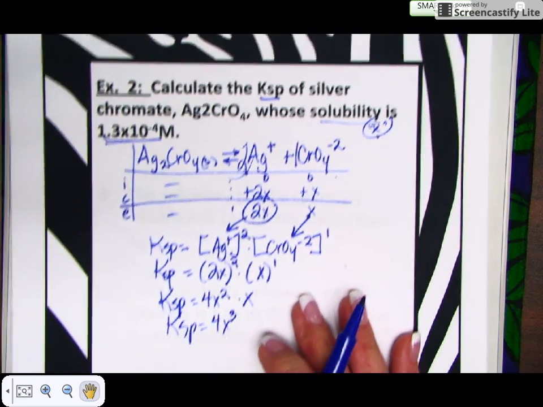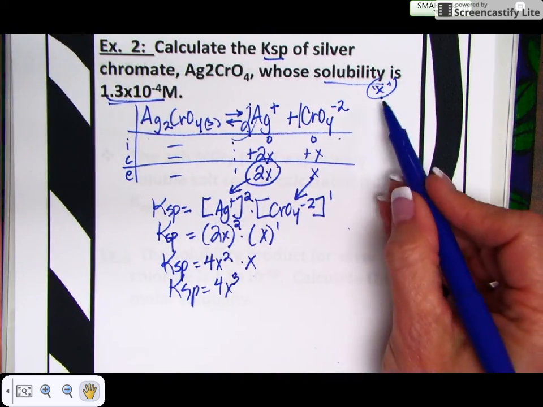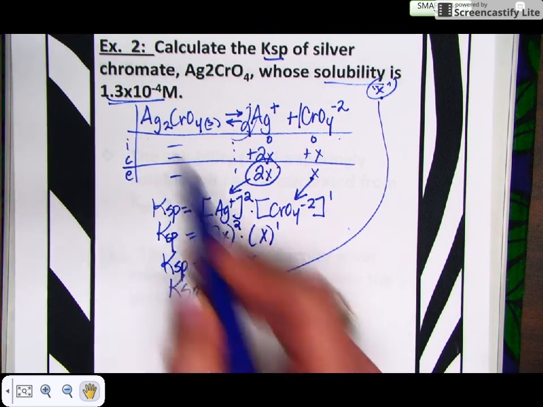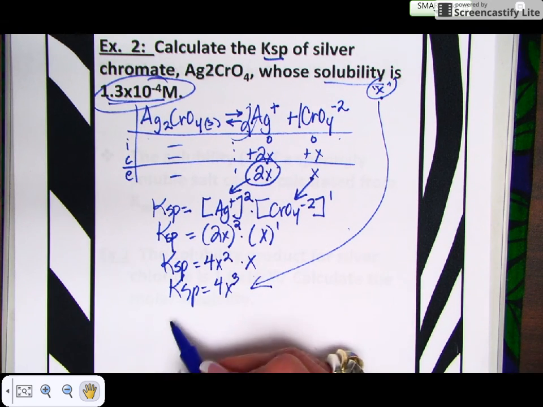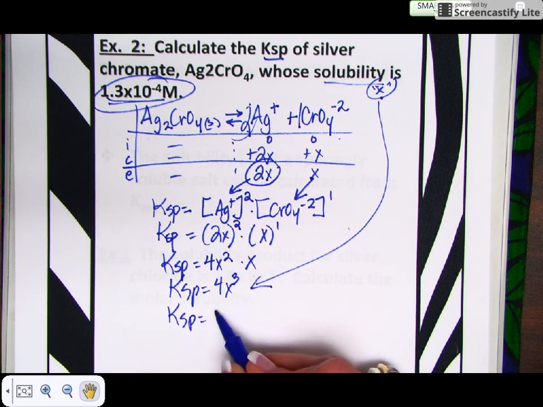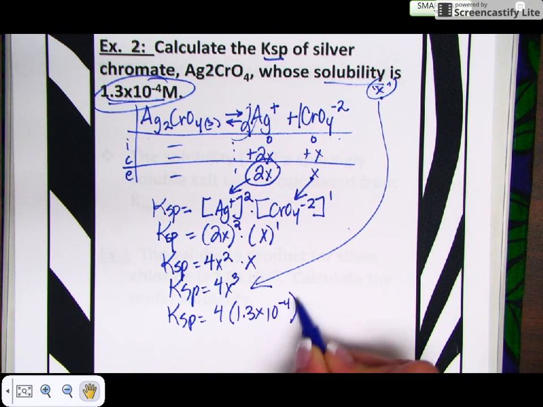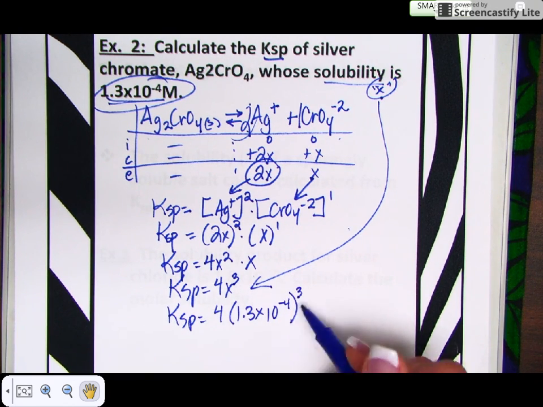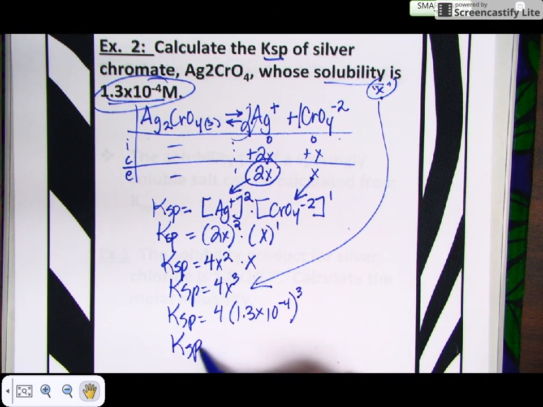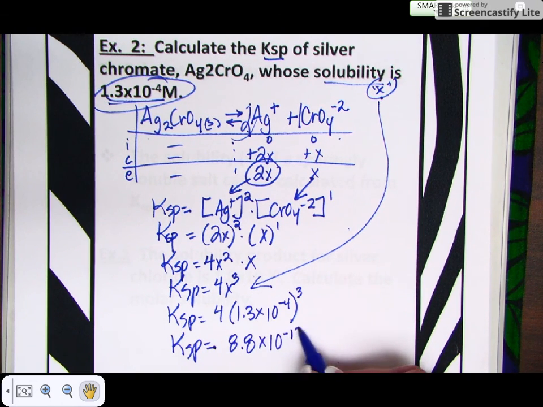Now, go ahead and substitute your x in from the problem. You were told the solubility. So KSP is equal to 4 times 1.3 times 10 to the negative 4, and that's cubed. So cube the x and multiply by 4, and that gives you your KSP value equals 8.8 times 10 to the negative 12.